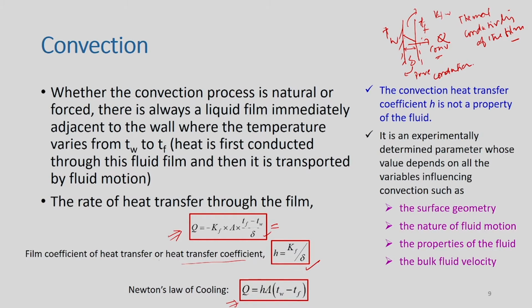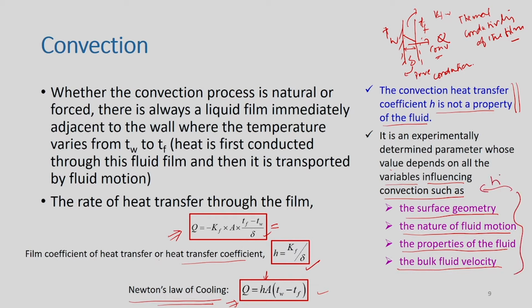So, we can now represent this as Q is equal to h A (Tw minus Tf), which is nothing but Newton's law of cooling. So, if the heat transfer coefficient is more, the rate of heat transfer will be higher. The convection heat transfer coefficient is not a property of the fluid, that we must know. It is an experimentally determined parameter whose value depends on all the variables influencing the convection heat transfer, such as the surface geometry, the nature of fluid motion, the properties of the fluid, and the bulk fluid velocity. So, the heat transfer coefficient h depends on these parameters.